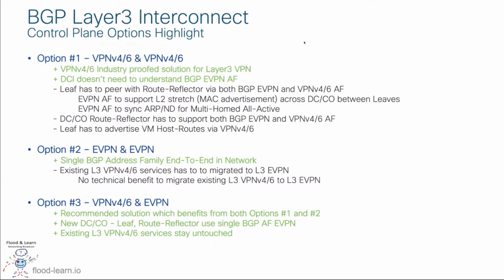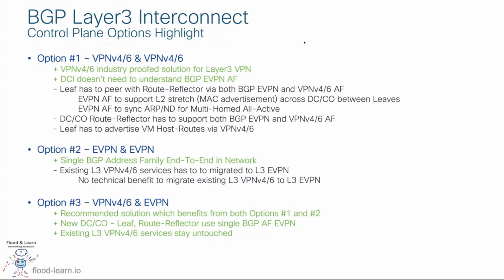So what are the pros? The very important VPNv4, VPNv6 is an industry-proven solution for layer 3 VPN. I think there is no doubt that this is something that has been on the market for quite a long time, and it's definitely a proven solution. DCI doesn't need to understand the BGP EVPN address family, so basically the DCI is completely clueless about EVPN. All the EVPN is terminated on the leaf layer.